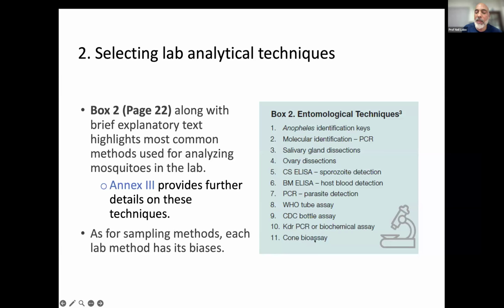The cone bioassay will tell us the amount of insecticide still left on your bed nets, for example, or on your indoor residual sprayed walls. And we use susceptible mosquitoes to understand if it is still effective.